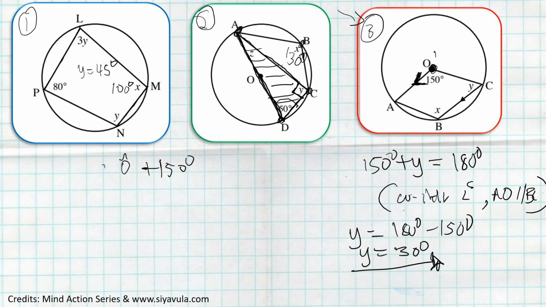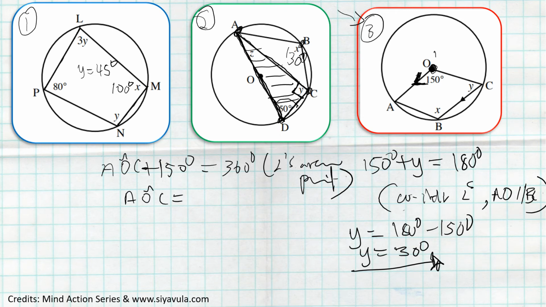Or rather, let's name it angle AOC plus 150 must be equal to 360 degrees, because these are angles around a what? Around a point, right? Angles around a point. So angle AOC will be equal to what? 360 minus 150, which will give us what? 210 degrees, right? So this angle here is 210 degrees. Now it's quite simple to solve for x. How can we solve for x? 210 degrees, angle at the center is 2 times angle at the circumference, which is x there.